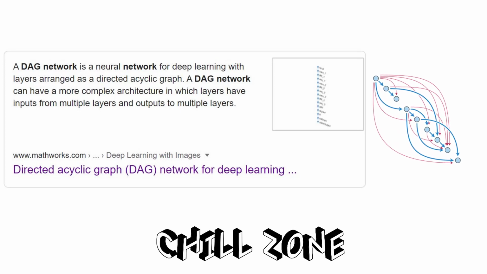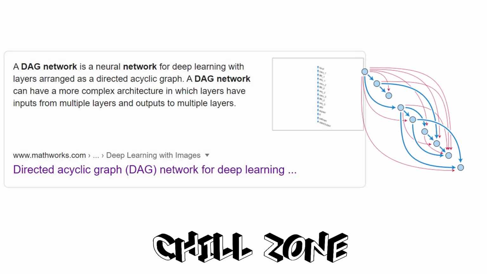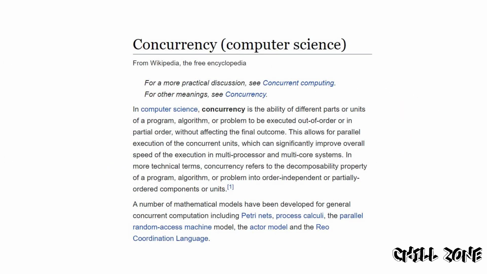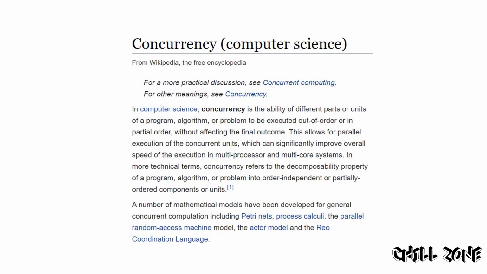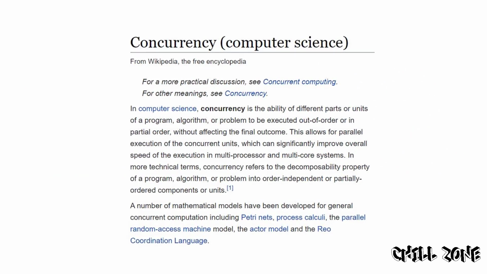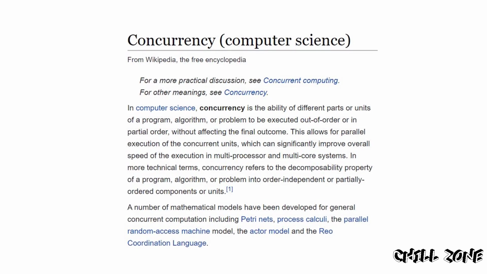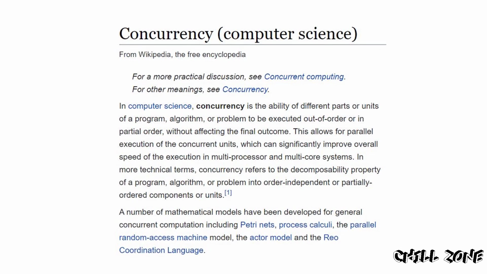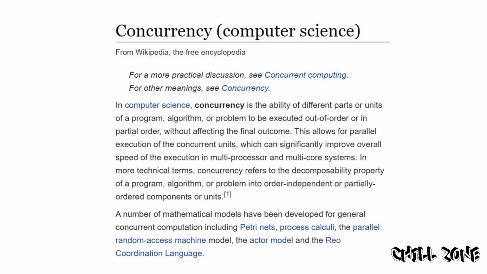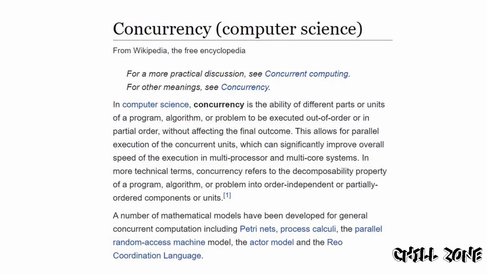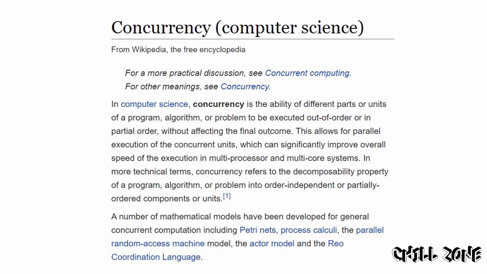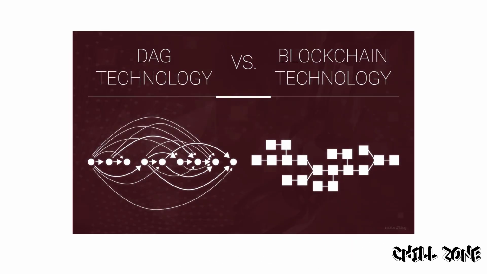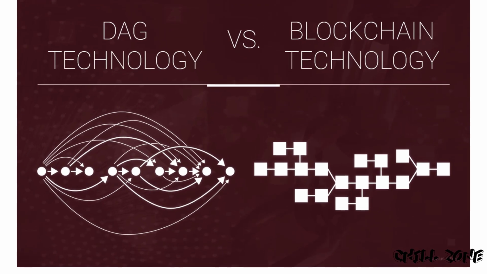Now, understanding concurrency can help explain the inner workings of the DAG network. According to Wikipedia, in computer science, concurrency is the ability of different parts or units of a program, algorithm, or problem to be executed out of order or in partial order without affecting the final outcome. This allows for parallel execution of concurrent units, which can significantly improve overall speed of execution in a multiprocessor and multi-core system.